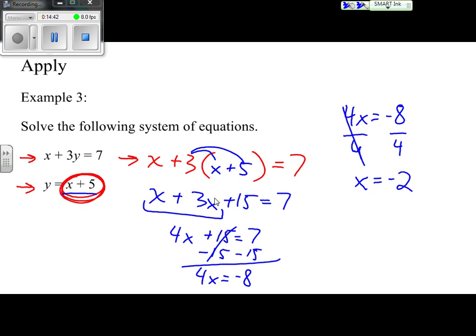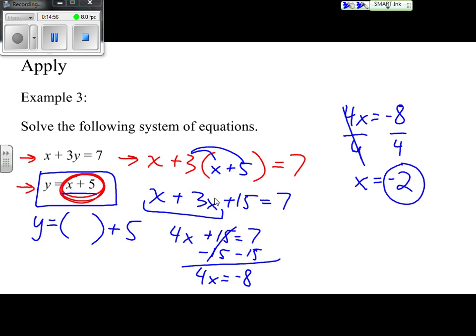I still need y. I love this second equation because y is already essentially by itself. So I'm going to plug in my x value. I have y is equal to x plus 5. Well, what is x? X is negative 2. So I'm plugging in my negative 2 here. And so y is equal to negative 2 plus 5, also known as 5 minus 2, which is 3. So my final ordered pair, x always goes first, comma y, negative 2, comma 3.